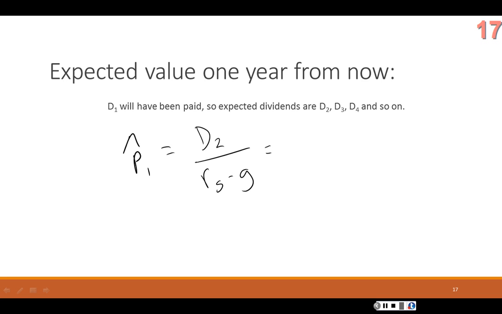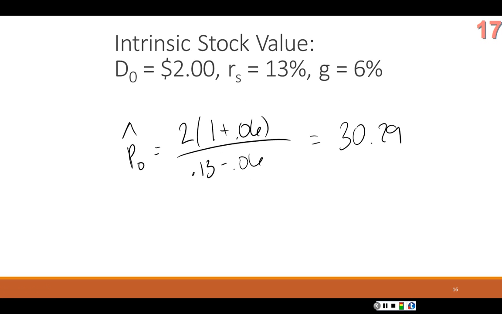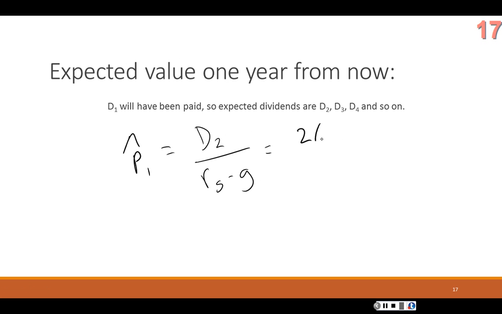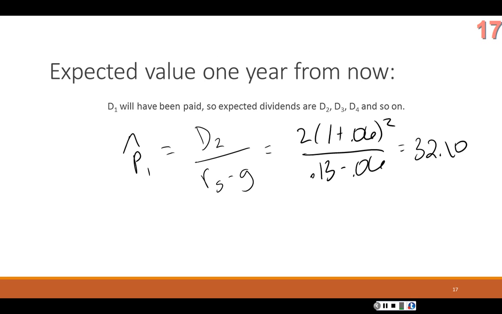So that would be the last dividend paid multiplied by 1 plus the growth rate squared. So we have $2 times 1 plus our growth rate, and we square that, divided by the required return of 13% minus a growth rate of 6%. And this is going to give you $32.10. So you can continue this to see what you expect the stock's intrinsic value to do.